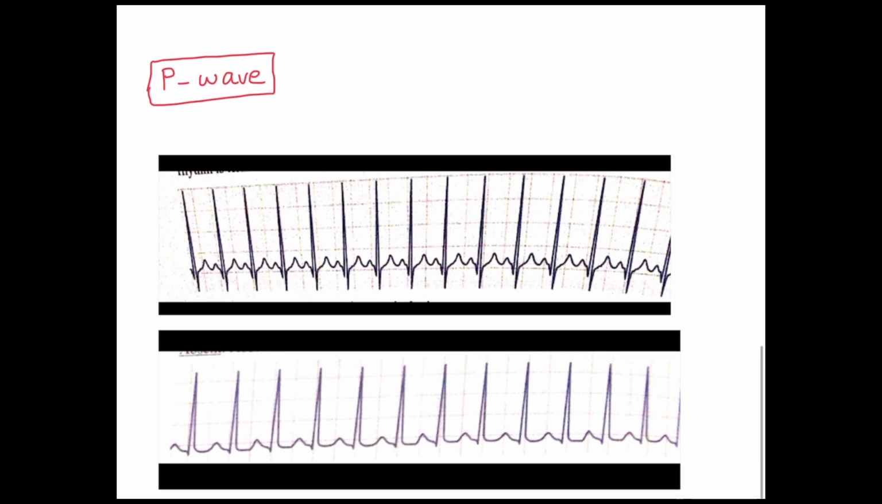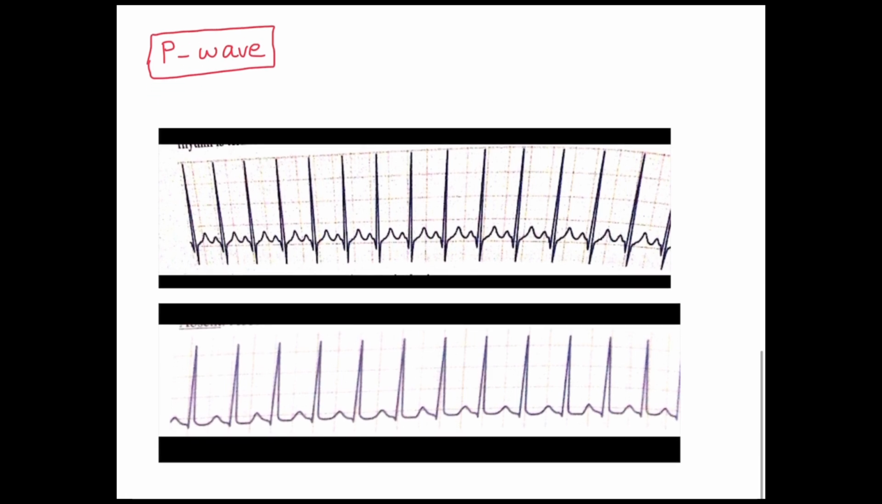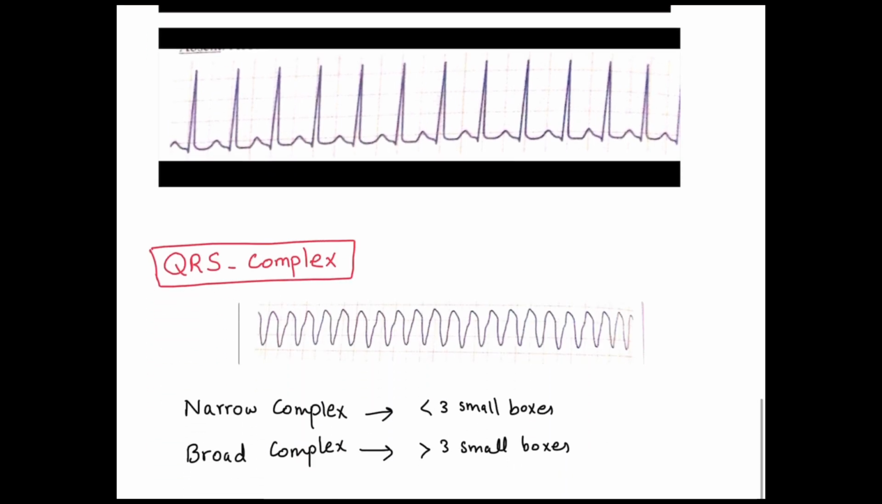Now let's move to the third thing that we need to see, which is the P wave. About the P wave, we need to see two things. Is it present or absent? Let's look at the first one. We can see that in the first one, P waves are present, and in the lower ECG, we cannot see any P wave. There is only one bump, and it means it's absent in that.